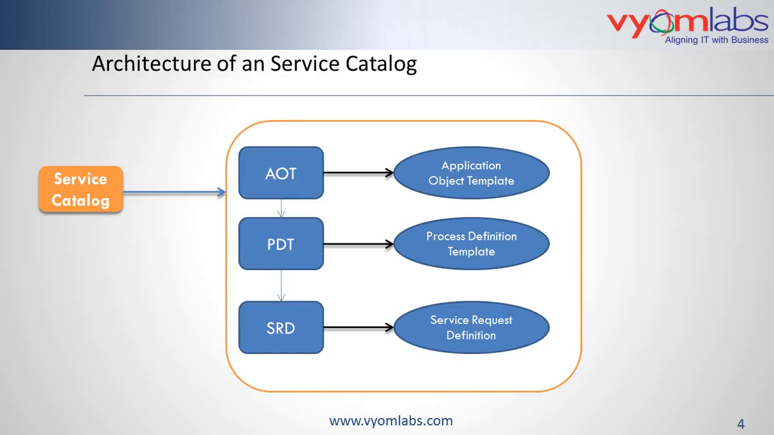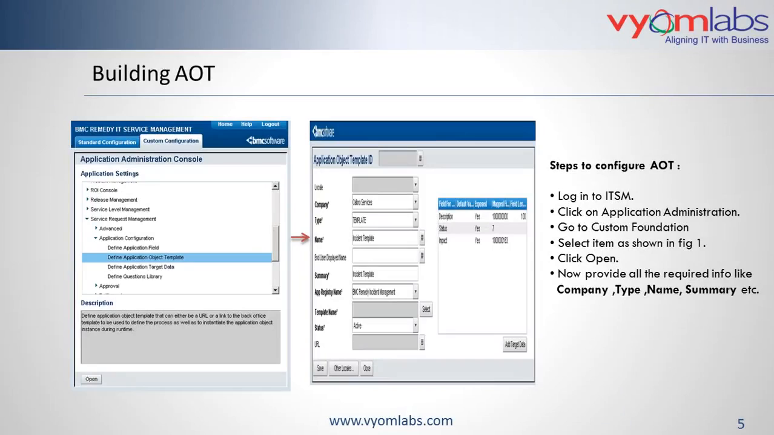So in service request definition we use this PDT, where we map the actual responses from the customer to the underlying variables from PDT, which are ultimately mapped to the fields from AOT in the underlying fulfillment application. So we will see this all as part of this complete PPT. This was just a brief of all the three. So this is how the complete architecture of a service catalog looks like. So we'll move on to the next part.